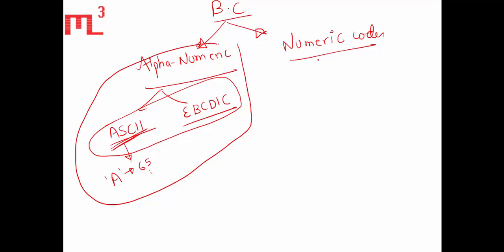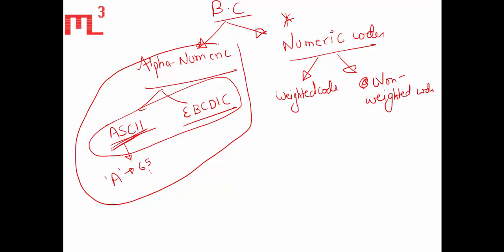But numeric codes are very important, so we will cover them in detail. There are basically two types of numeric code. One is weighted code, and another one is unweighted code, or you can say non-weighted code. This section is quite important with respect to GATE. A non-weighted code example is Gray code. We will see them one by one.